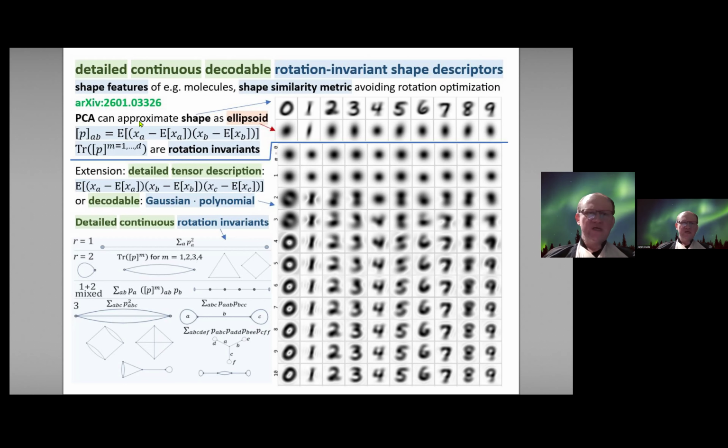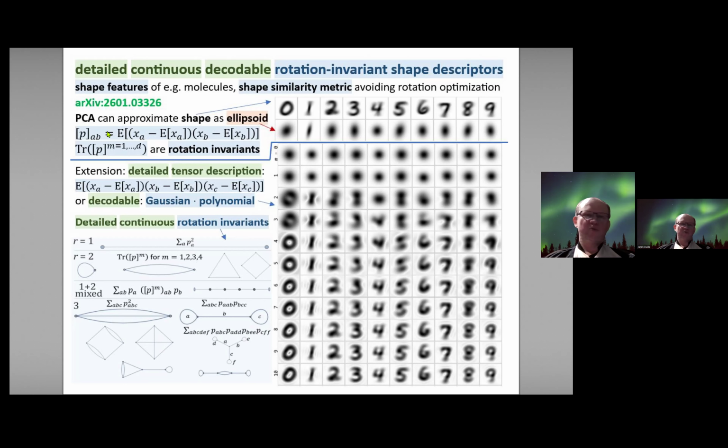So how to do it? We can start with the covariance matrix, like PCA, which allows us to approximate the shape with an ellipsoid. To get rotation invariance, we can just take traces of powers, and it's easy to show. Now this is the similarity test: if all are equal, they differ only by rotation.